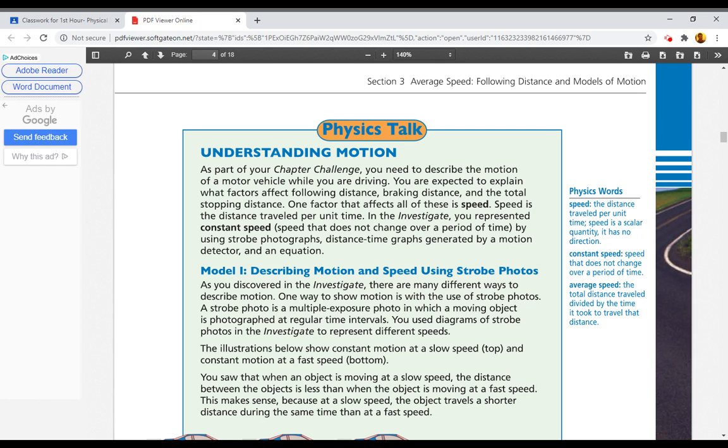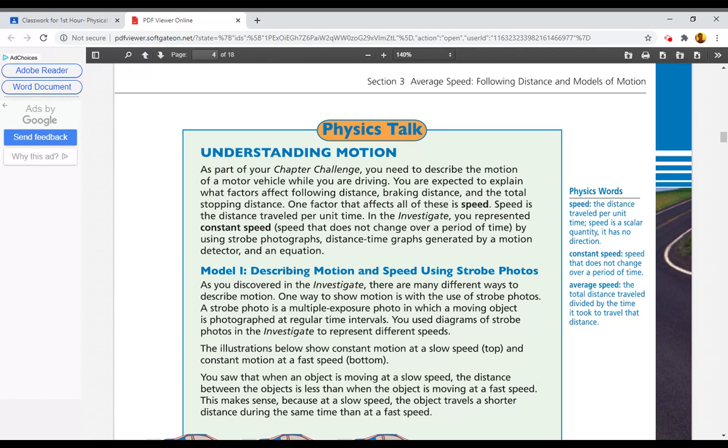Speed is the distance traveled per unit time. In the investigate, you represented constant speed, speed that does not change over a period of time, by using strobe photographs, distance-time graphs generated by a motion detector, and an equation. Model 1. Describing motion and speed using strobe photos.